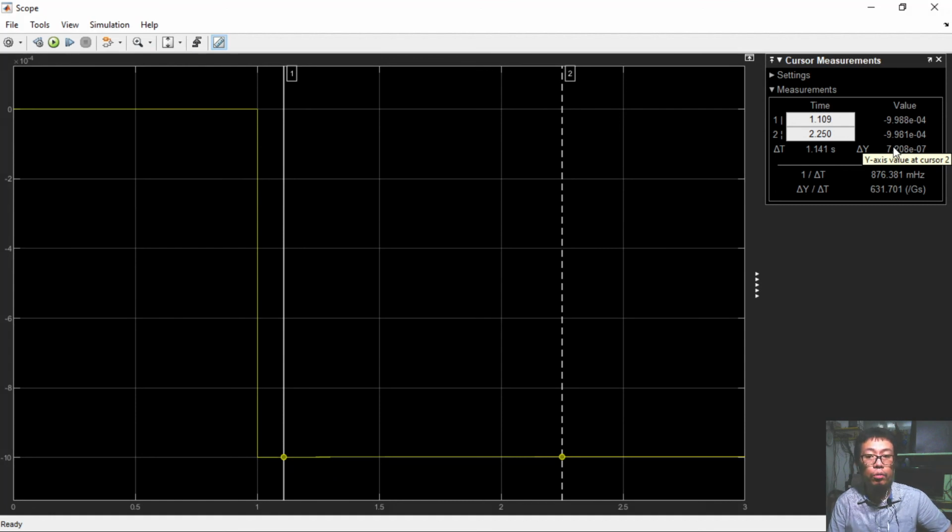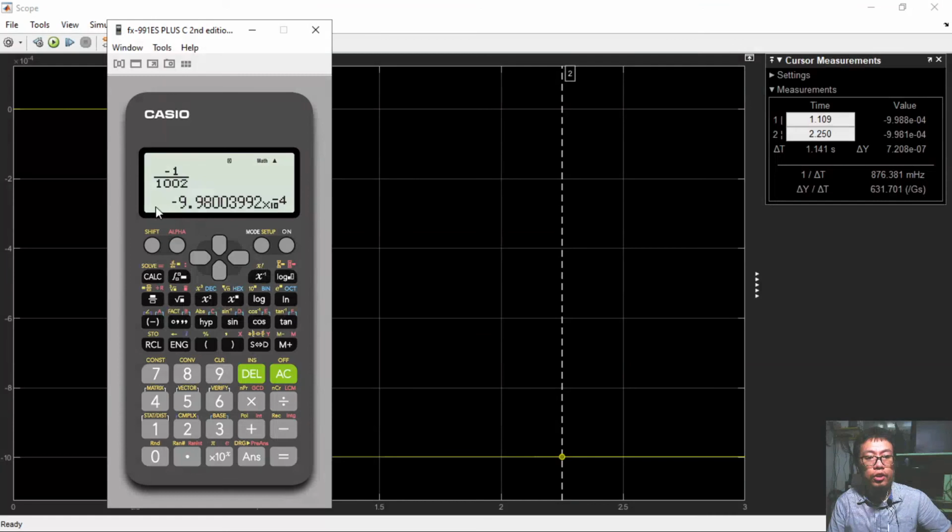That is almost similar to what we obtained. What we got from your calculation is negative 9.980, and this is negative 9.981, so there is just a small difference. But still we were able to verify the results of our analytic solution, using the formula from the theory, and the simulation using Simulink.